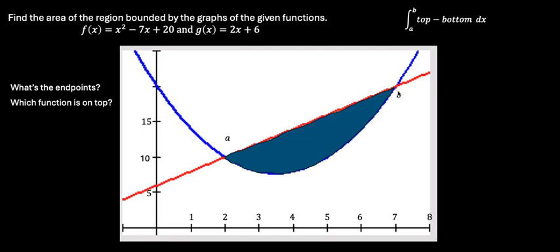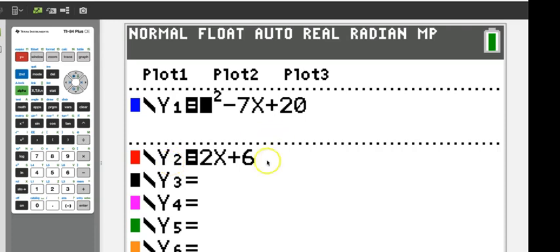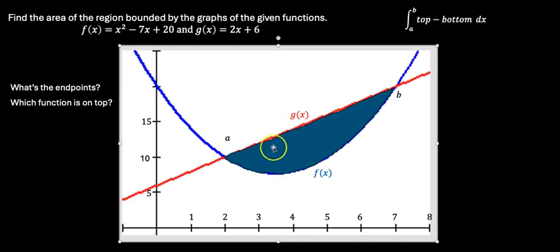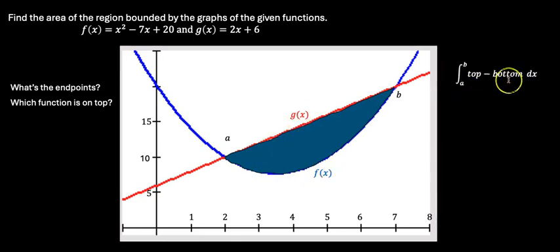Then also, we need to figure out which function's on top. We have this red function and this blue one. Looking at the graphing calculator, we see that the blue is f of x, that's what I labeled y1 as, and y2, g of x, is the red one. So we can see that g is on top and f is on bottom. So applying this formula, we must do the integration of g of x minus f of x. Now we just need to figure out what a and b need to equal. We need to find the endpoints.